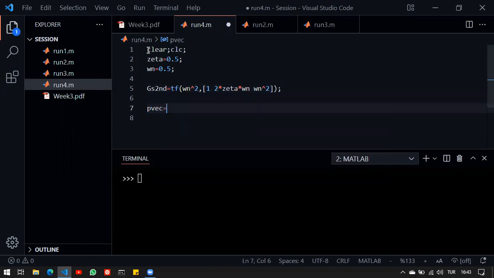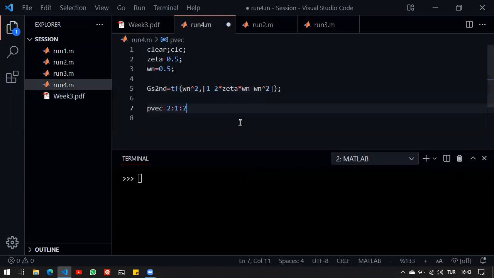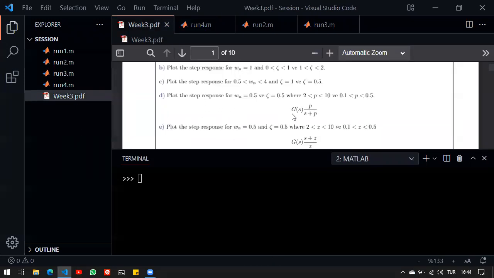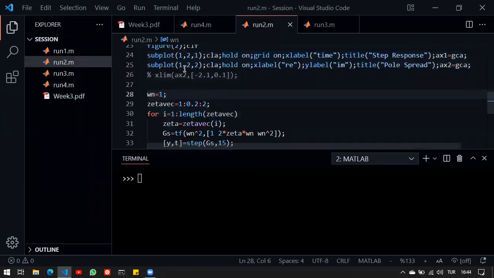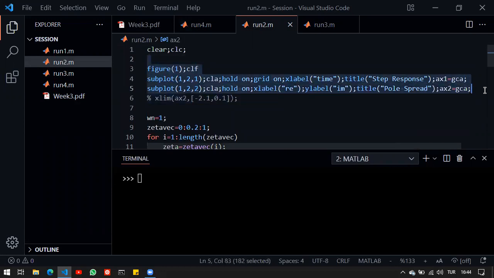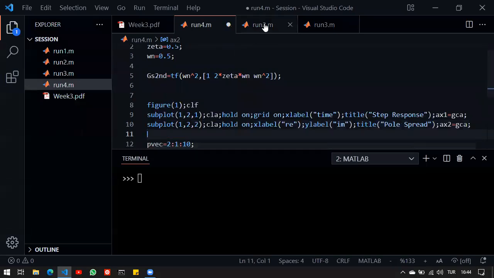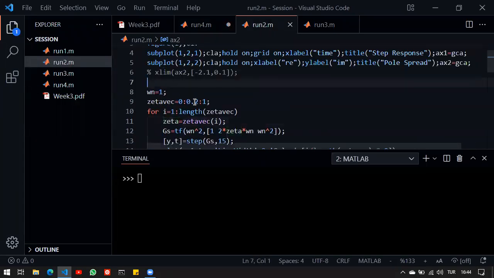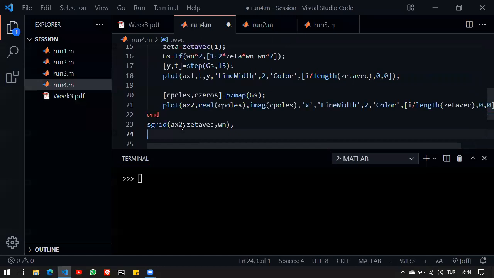Now we will have a pvec here, and the values vary between 2 and 10. So let's have this. Now again, we will take each value from this vector here, and then construct the third order transfer function, apply step, and see how that will affect the whole system. So let me copy this part here, and then this part here.